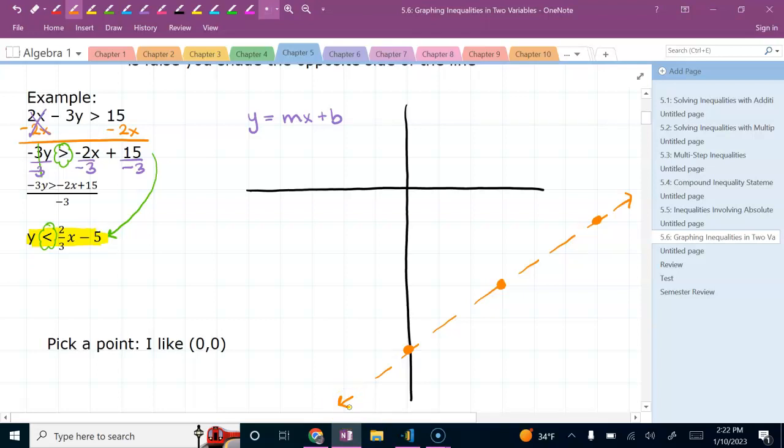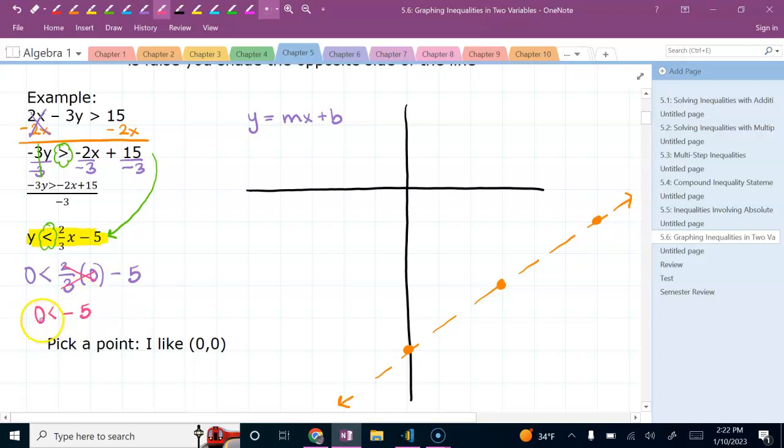Now we need to talk about how to shade. Like I said, I like to pick point 0, 0 if I can. It's not going through the origin, so I should be able to use this point. What I do is I put 0, 0 in for the x and in for the y in this inequality that I have here, that I just graphed. So I put a 0 in for y, less than 2/3 times 0, and then minus 5. If I simplify this here, this is 0, less than, this is gone, because 2/3 times 0 would just be 0, and I have negative 5.